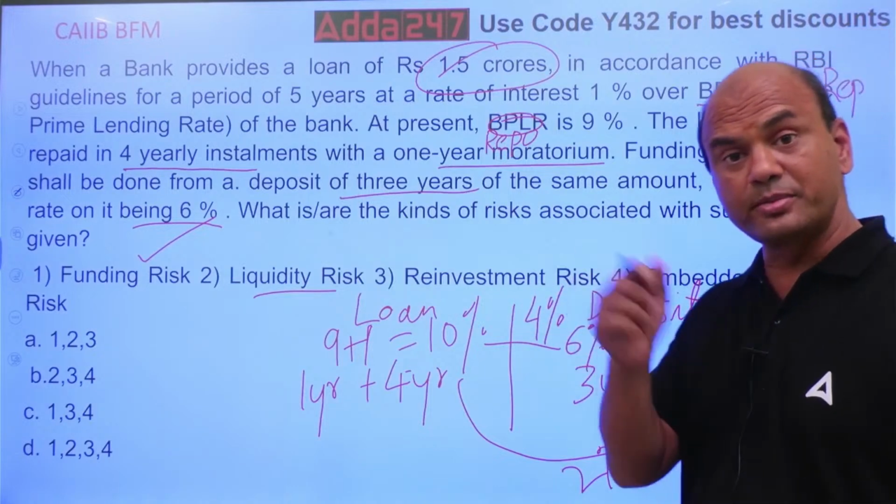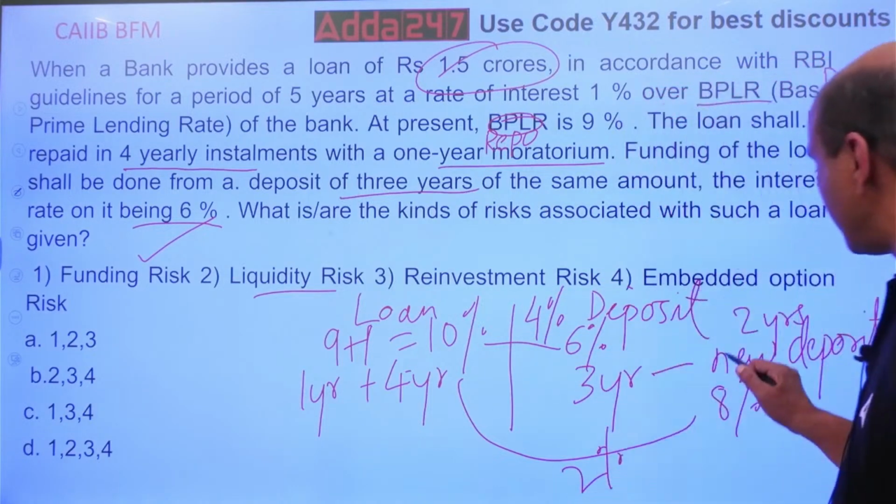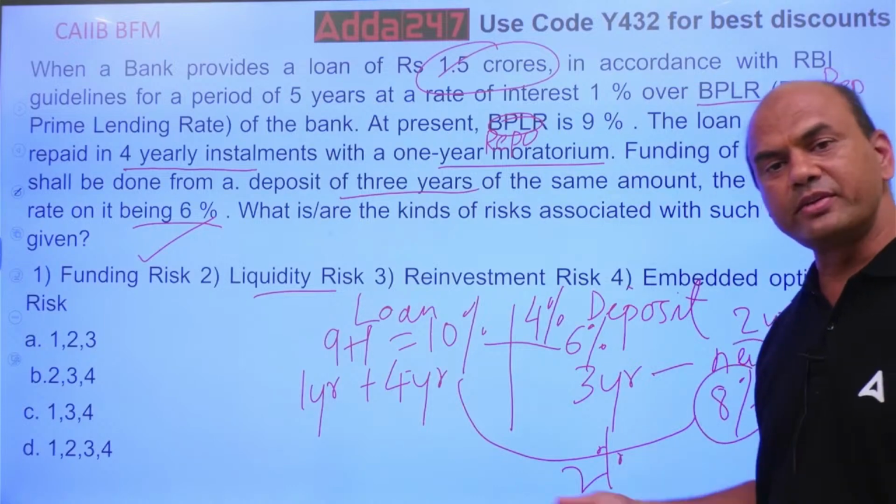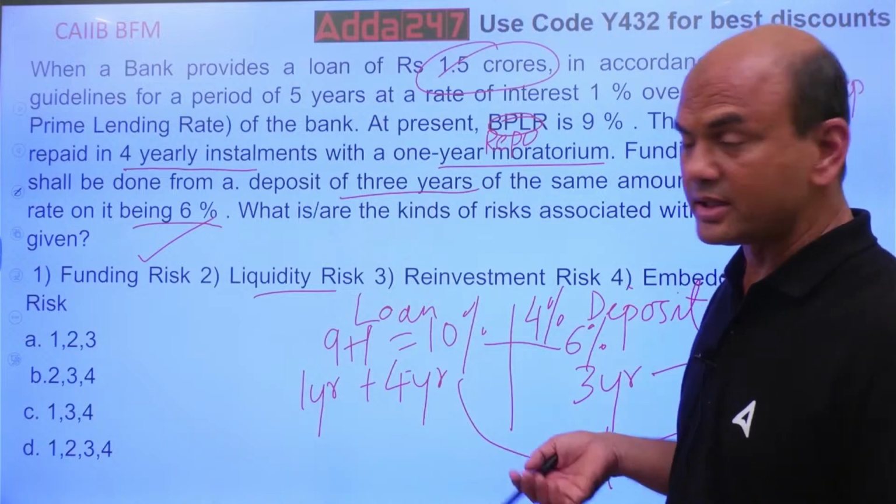Reinvestment risk, that is also a big problem. Why? At what rate will I reinvest? 8% I am imagining. That rate may be 7%, that rate may be 9%, anything. Reinvestment risk.